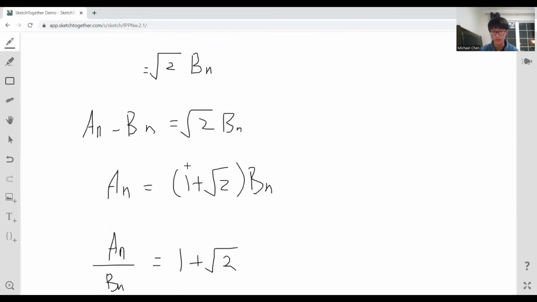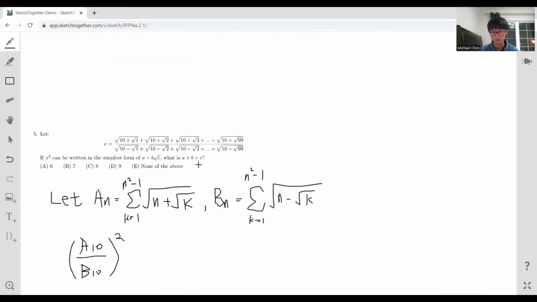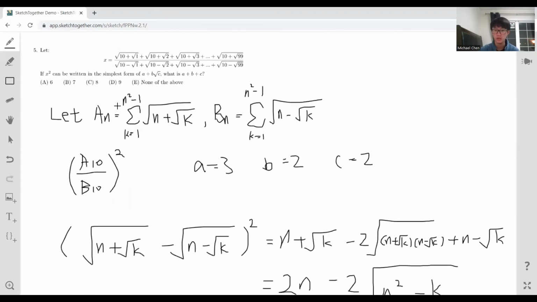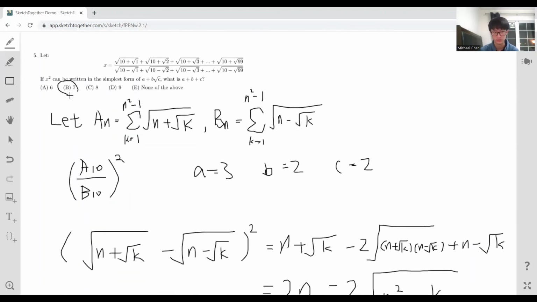So there we go. We have a is equal to 3, b is equal to 2, c is 2. So the answer is 7, B.